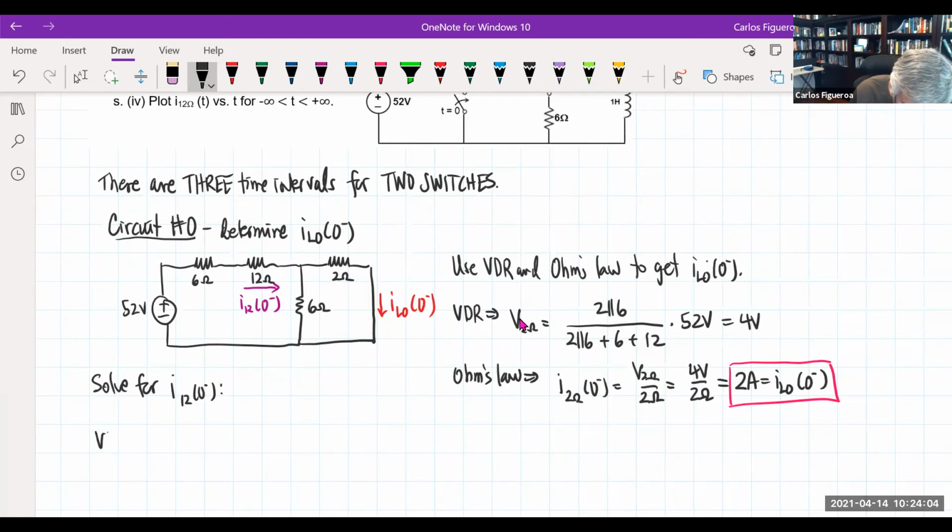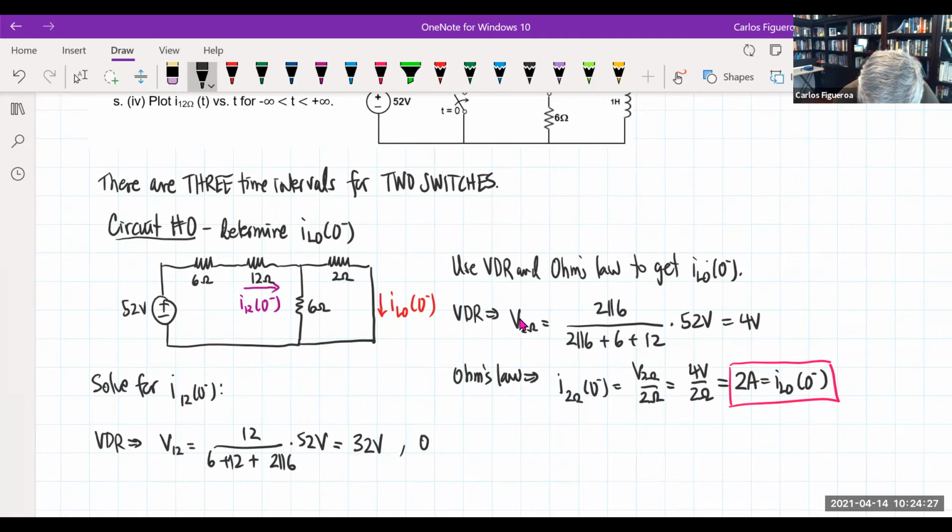Okay, so if I look at VDR, because it's the same type of calculation, I see that the voltage across the 12 is going to be what? 6 plus 12 plus 2 parallel to 6 divided into 12 times 52. And if you compute this, you get 32 volts.